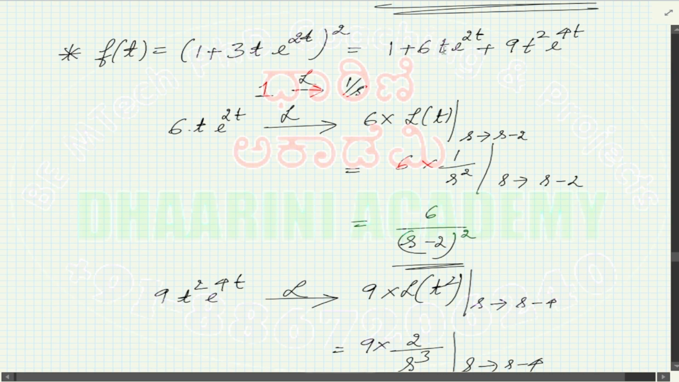So you can find the Laplace of t and multiply it by e to the 2t, which means s by s minus 2. Then t square, I can find the Laplace of t square and multiply that with e to the 4t, which means s goes to s minus 4. So we are going to find them one by one. There is one term, 1, for which we wrote 1 by s. Then 6t square e to the 2t has to be 6 times the Laplace transform with s replaced by s minus 2. So 6 into 1 by s square with s replaced by s minus 2, so 6 by (s minus 2) whole square.